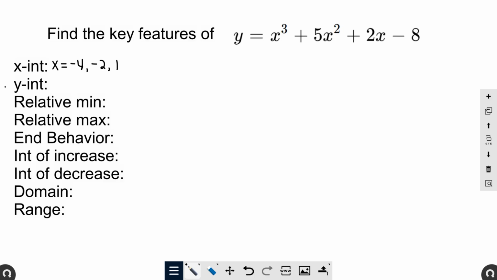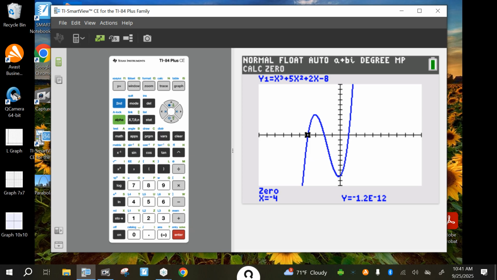All right, next on the list is a y-intercept. What does it mean to be a y-intercept? It's where the graph touches the y-axis, also known as when x equals 0. So if you want to hit trace and hit 0, enter, when x equals 0, my y-intercept is -8.